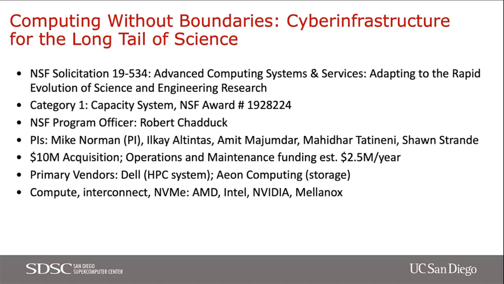So Expanse basically is a result of an NSF award. It's basically a Category 1 capacity system. The PI on the project is Mike Norman, and a lot of us are co-PIs there. And then basically the primary vendor for the system is Dell, Aeon for the storage, and then we have a lot of other components, processors from AMD, the Intel processors on the GPU node, the host processor, the NVIDIA GPUs, and the Mellanox interconnect.